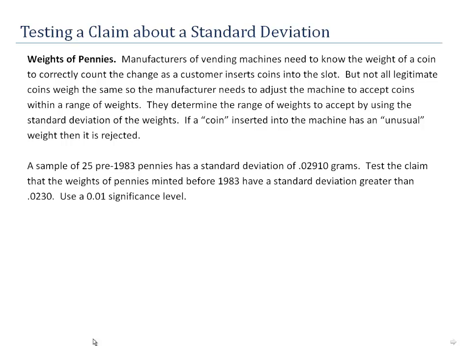They determine the range of weights to accept by using the standard deviation of the weights. If a coin that's inserted has an unusual weight, it's a little too light or too heavy, then it's going to be rejected. So let's assume that we have a sample of 25 pennies from a manufacturer before 1983, and they have a standard deviation of 0.0291 grams. We want to test the claim that the weight of these pennies have a standard deviation greater than 0.023, and we'll do that using a 0.01 significance level.